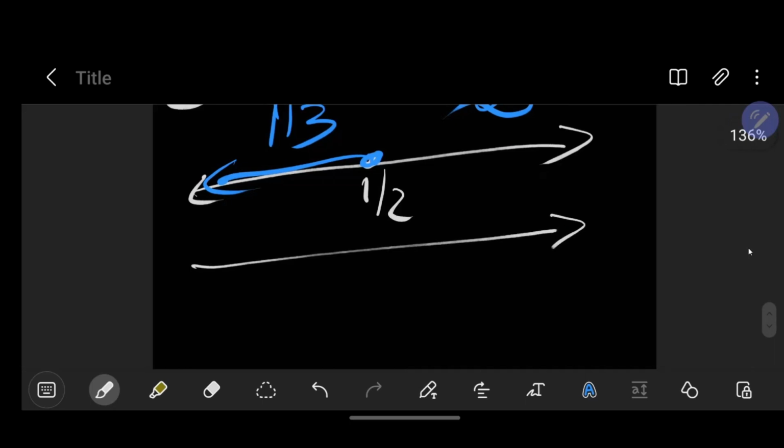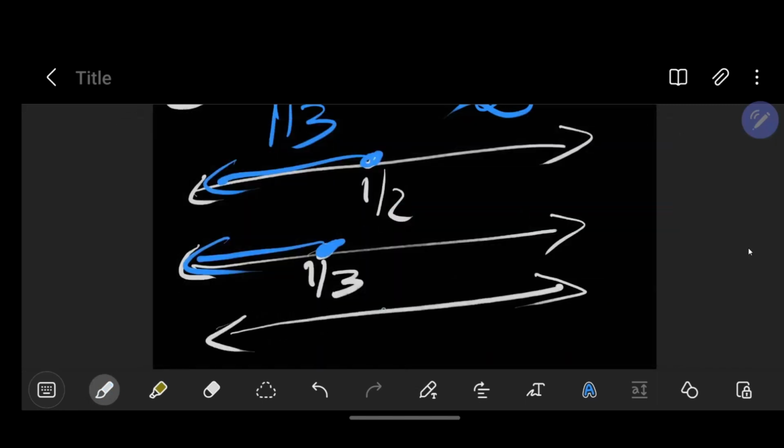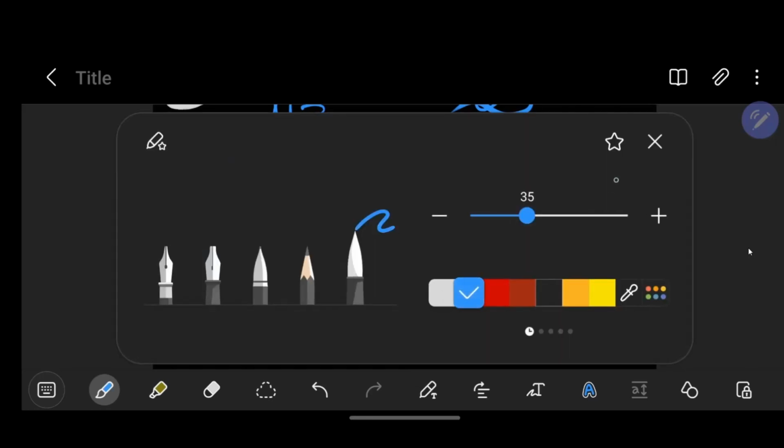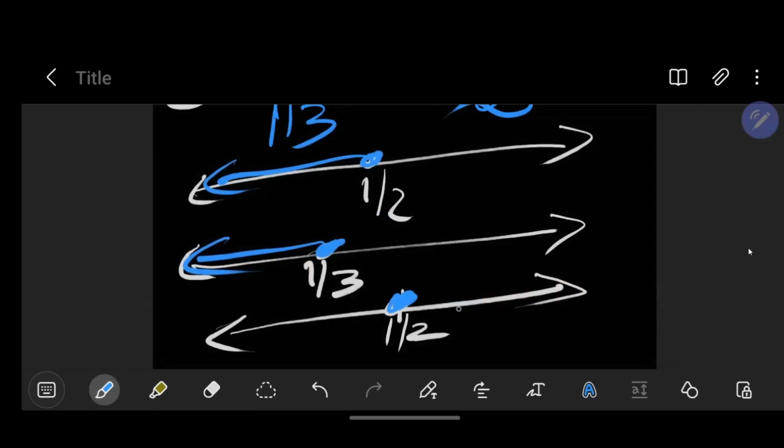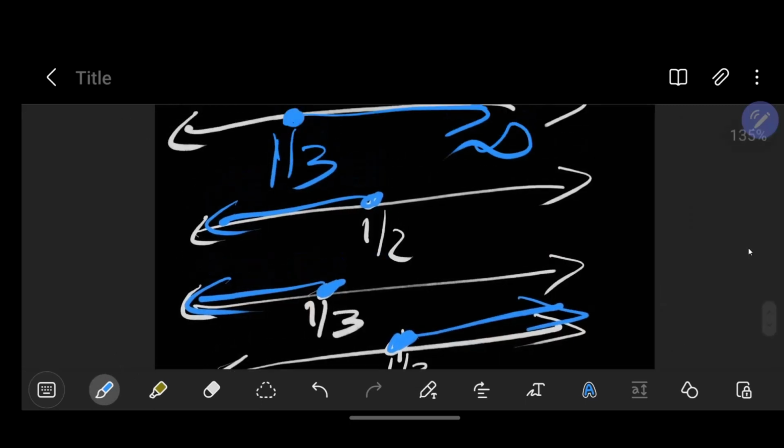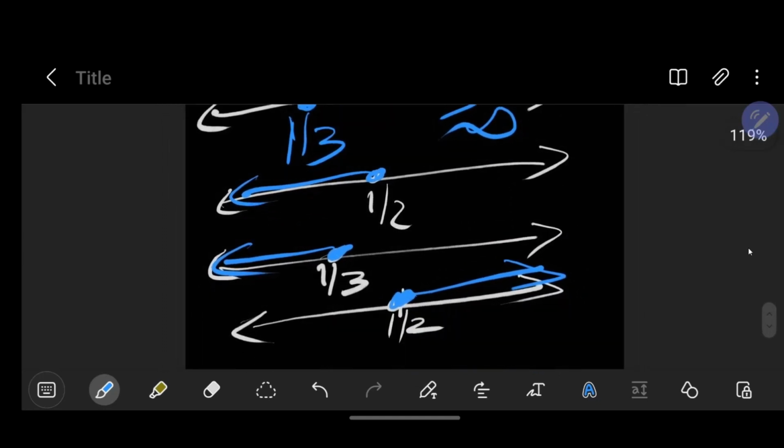Then we have the other 2 points, which if we plot it on the number line, will look like this, where we have x is less than or equal to 1/3. So solid circle moving to the left, and then we would have x is greater than or equal to a half. So let's just plot this. We include a half and we move all the way to the right. So we have four number lines, right?